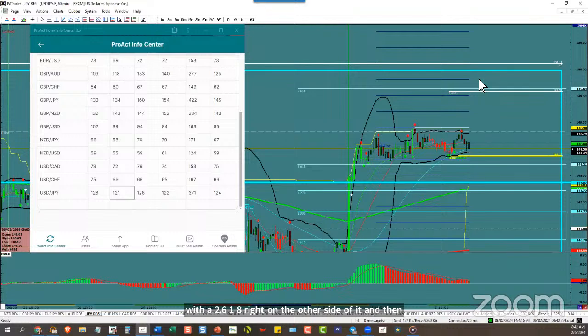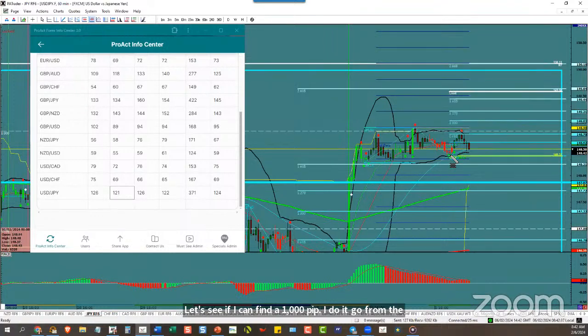Let's see if I can find a 1000 pip. I go from the swing low of the flag to the swing high of the flag to the swing low right here. And now I see the 1000 is right there.